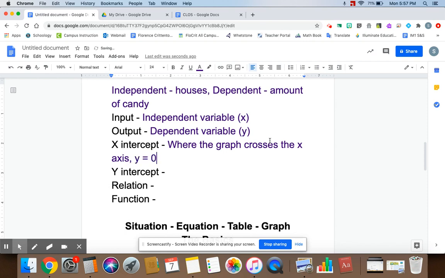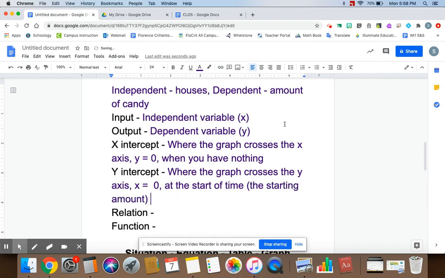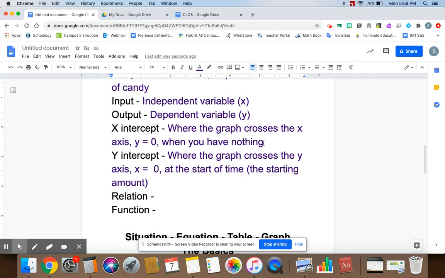It's also when y equals 0 or when you have nothing. And I will deeply talk about all of those in a little bit. And then a y-intercept is going to be where the graph crosses the y-axis when x equals 0, or at the start of time, also knowing the starting amounts. So for now, just copy these down and I will explain them all more deeply once we get to examples with them.